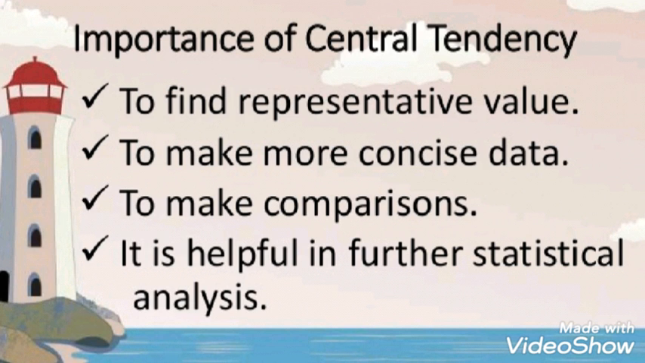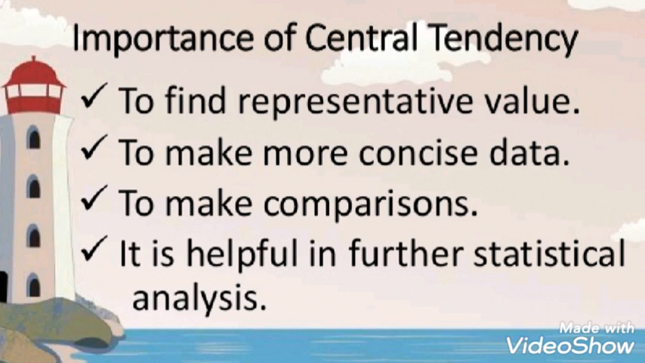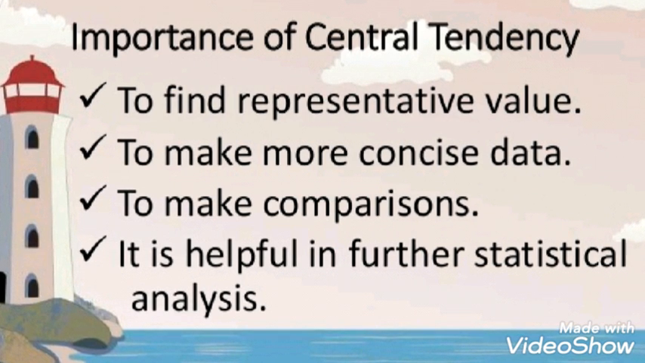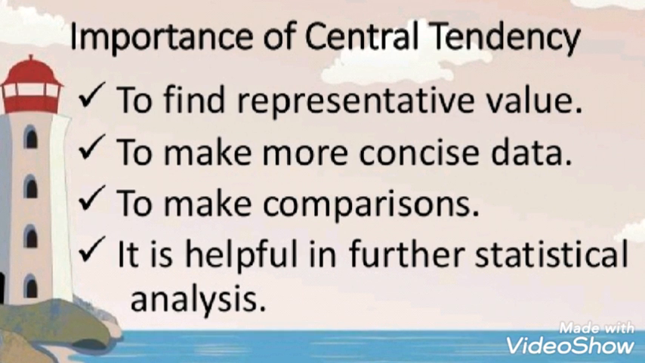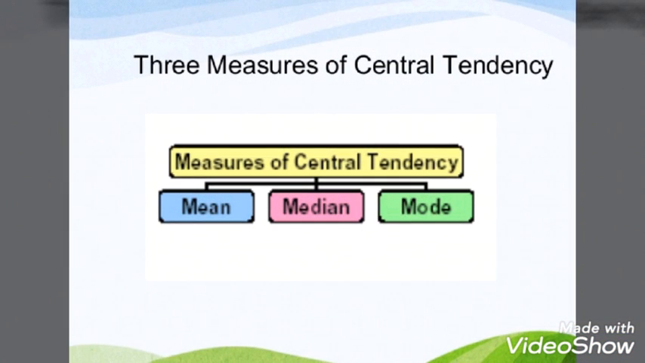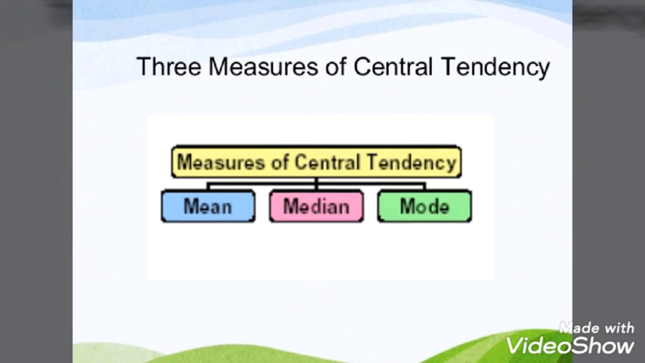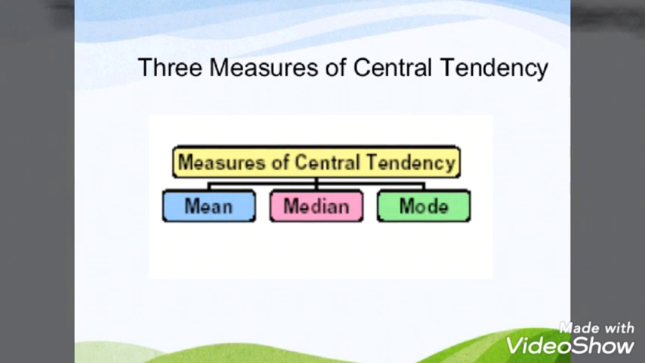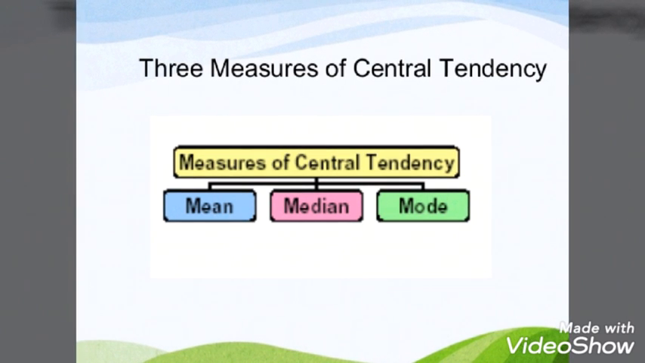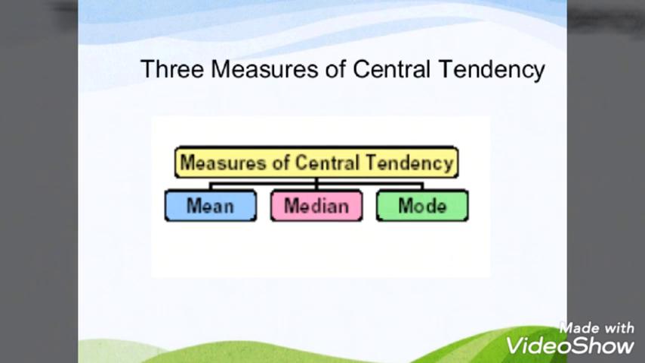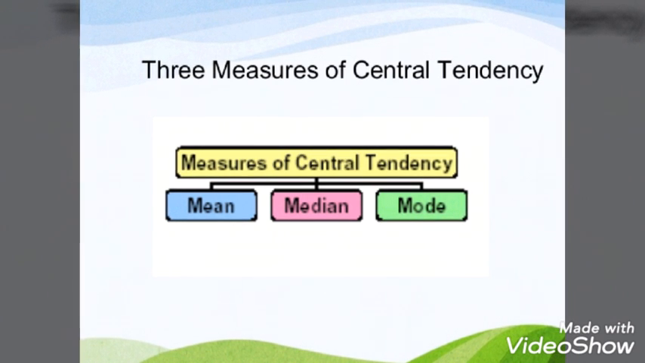Then it helps to make comparisons and to see differences. Then it is helpful in further statistical analysis. If you go for any further analysis, it can help you to analyze your data. Then here are the types of central tendency. There are mainly three types: mean, median and mode. I think you have heard these terms in your maths portion also when you were students. These are all math you are going to deal with and calculate.